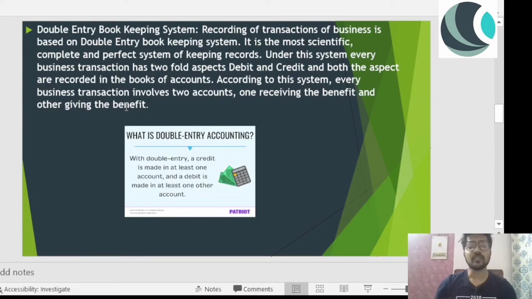According to this system, every business transaction involves two accounts, one receiving the benefit and the other giving the benefit. So in my example, when I was talking about a business going to buy a capital asset, what they are doing basically is flowing out their cash or the money they have to the business from where they are purchasing, and they are getting the asset or the machinery in return, right?